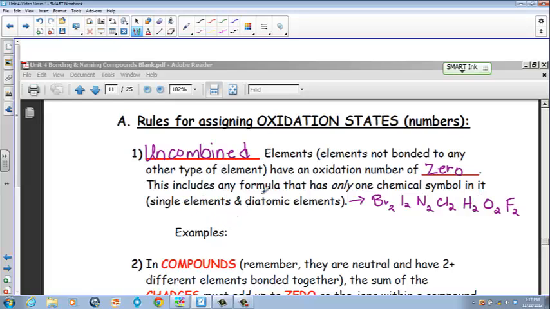So here are some examples. Let's say you have carbon. It's going to have an oxidation number of 0. Nitrogen, oxidation number of 0. Bromine, oxidation number of 0. Iodine, oxidation number of 0. And we'll put the assigned oxidation numbers up in the right-hand corner when they're not bonded with anything.